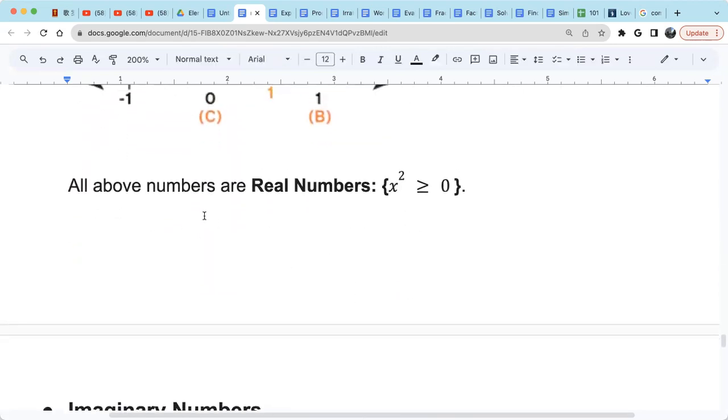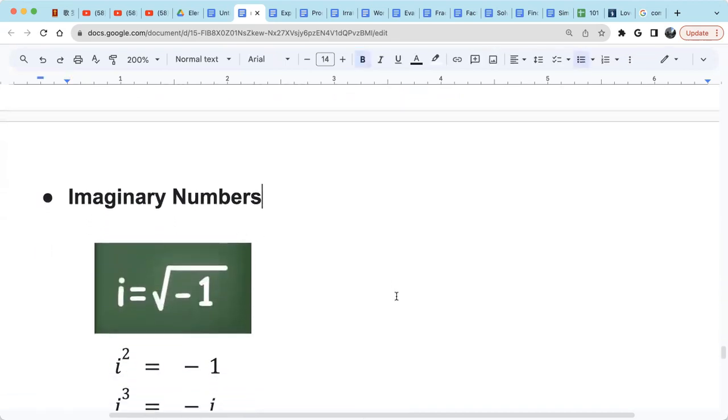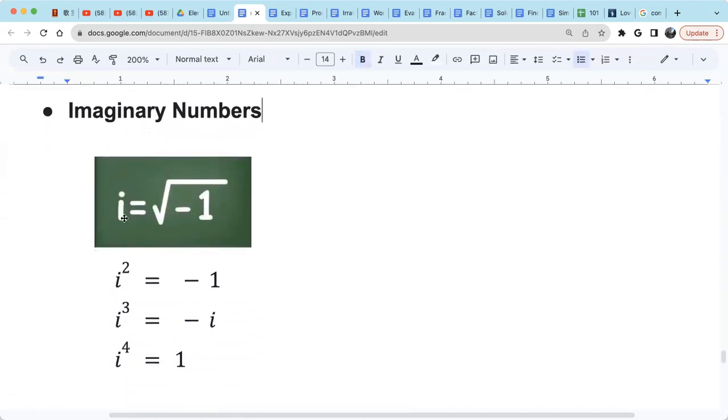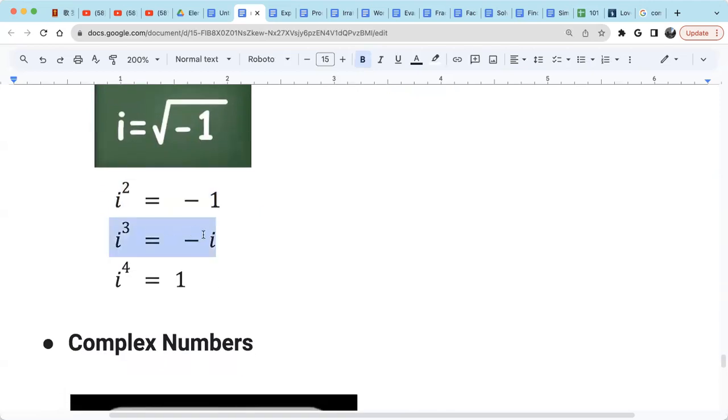So all the above numbers are called real numbers. Real numbers mean that if you square the number, it cannot be negative. If you square a number, it's not negative. It's at least 0 or a positive number. Versus imaginary numbers. An imaginary number is defined with i, where i equals the square root of -1, which means i squared equals -1. i cubed equals -i. i to the 4th power is 1.